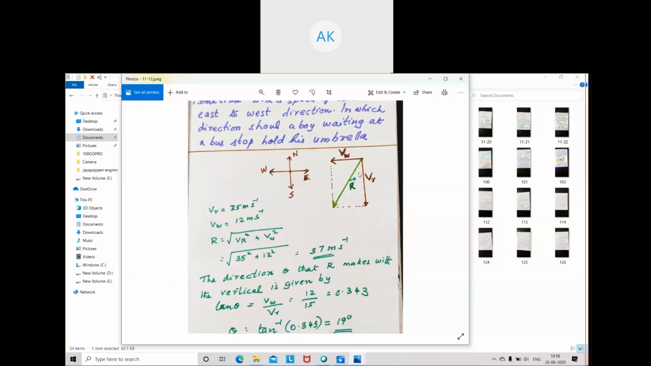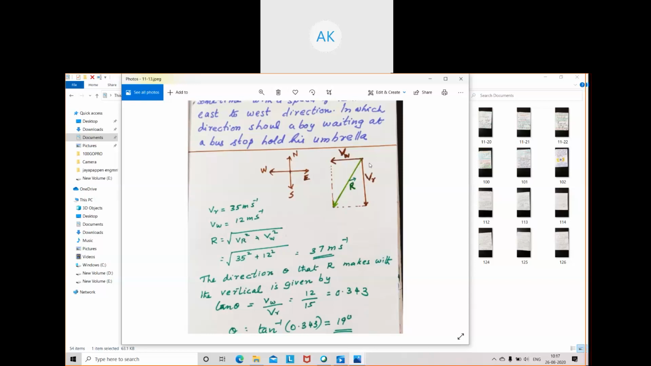What is theta here? The angle between VW and VR. What is the angle between VW and VR? 90 degrees. So what is cos 90? Cos 90 is 0, so that term is not written here. When two vectors are perpendicular, you can directly use this formula: root of VR square plus VW square. What happened to the other term, plus 2AB cos theta? Cos 90 is 0. 2 into VW into VR into 0 becomes 0, so that term disappears. No need to write that term when two vectors are perpendicular. That is the case of the parallelogram.